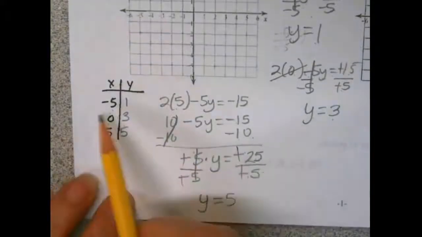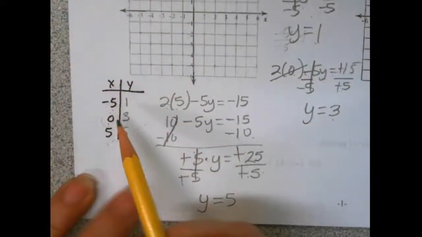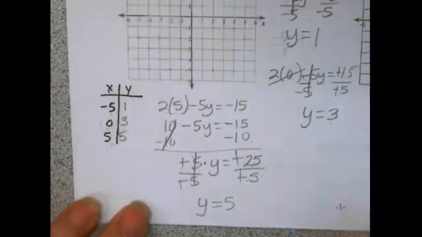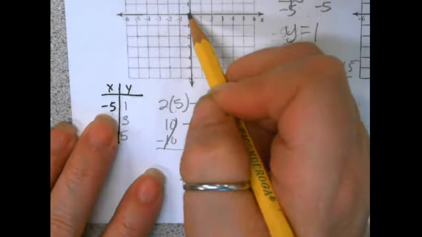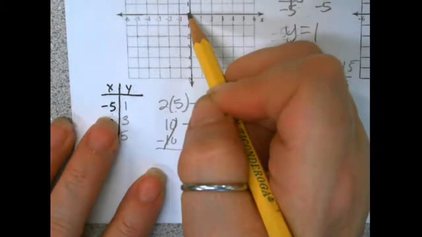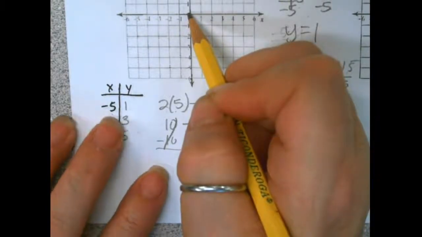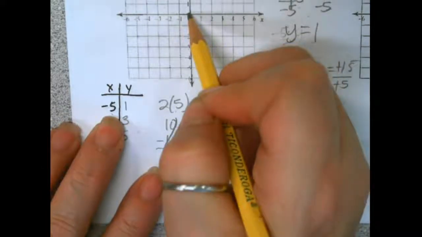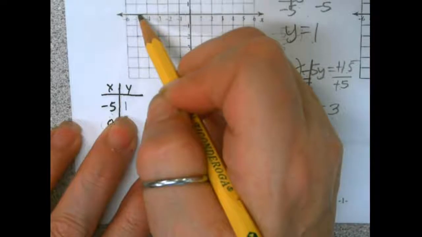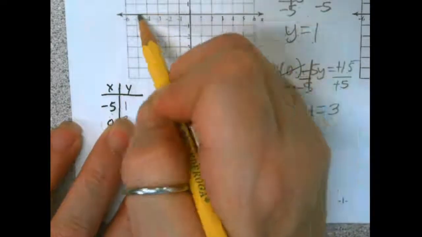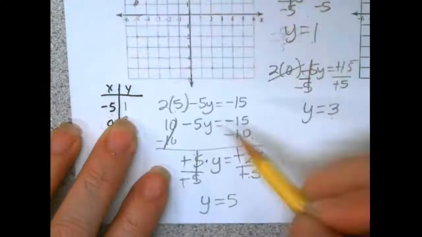And now I can plot these points, right? Yeah. Let's go ahead and plot them. Starting at my point of origin, what is my first x value? So I'm going to go left or right? Left, 5. And my y is what? Plus 1. Up or down? Up 1. There's my first point.